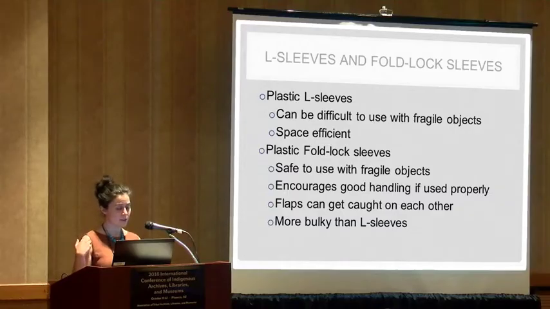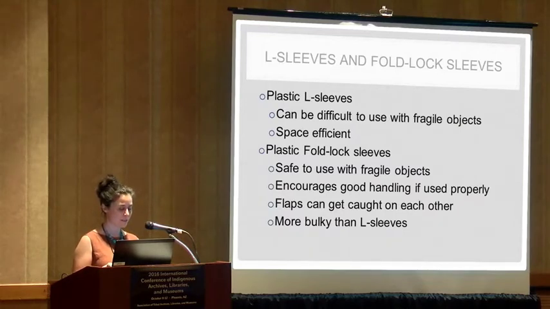Now, plastic sleeves usually come as either an L sleeve, so meaning there's one long and one short side that are sealed. These are very space efficient. The one issue is if you have fragile objects, sometimes that one tight corner down by the L can be somewhat difficult, especially with thin papers, to get an object far enough into that corner to protect it and remove it safely without causing any kind of damage to it.